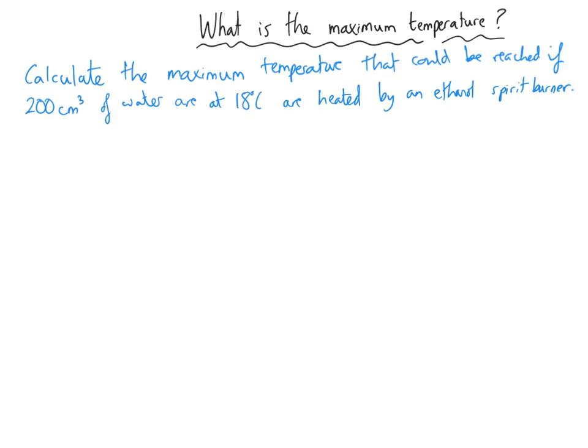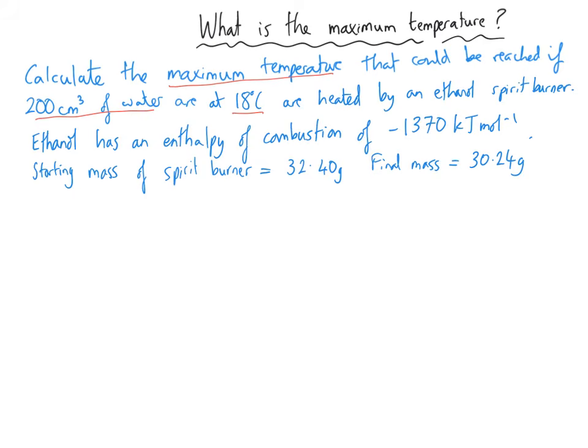So we will finish off this video by looking at the application of one of those rearranged forms of the Q equals mc delta T expression. So let's look at this question. Calculate the maximum temperature that could be reached if 200 centimetres cubed of water at 18 degrees C are heated by an ethanol spirit burner. Now we'd be given some more information to help us answer this.